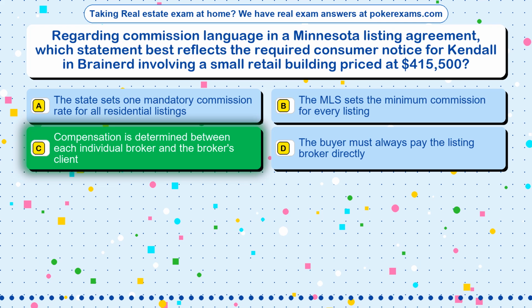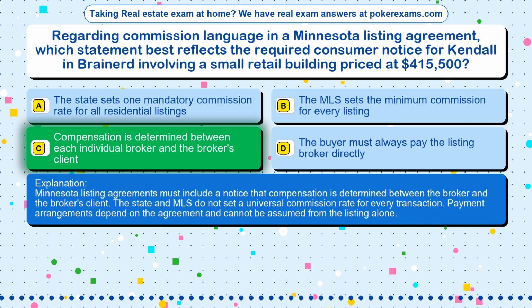The correct answer is option C. Compensation is determined between each individual broker and the broker's client. Minnesota listing agreements must include a notice that compensation is determined between the broker and the broker's client. The state and MLS do not set a universal commission rate for every transaction. Payment arrangements depend on the agreement and cannot be assumed from the listing alone.